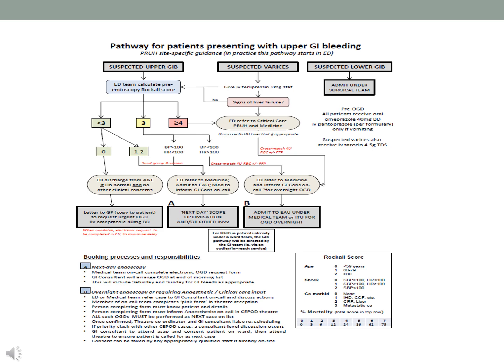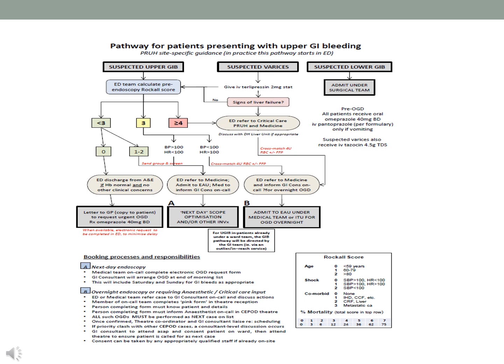Looking at the GI bleed pathway, if you have a suspected upper GI bleed, the first thing to recognise is whether it's a varicose bleed. So a lot of fresh red blood coming out in the vomitus. If this is the case, give IV terlipressin 2 mg straight away, and then assess for signs of liver failure. All of these patients will need to be referred to the critical care and medical teams, and also will need to be discussed with the on-call GI consultant for possibility of an urgent endoscopy. These patients will also need to be cross-matched 4 units of red blood cells and fresh frozen plasma.